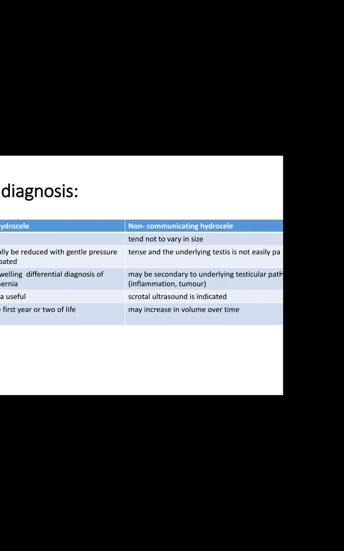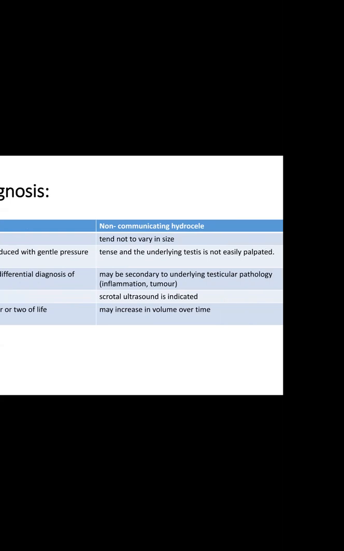It reverts to the non-communicating hydrocele, which tends not to vary in size. It is static, it is tense, and it is really hard to palpate the underlying testis. That's why sometimes we get confused, because you cannot palpate the testis. You're going to think it might be a tumor or an inflammation. So you must rule out underlying testicular pathology, because of the hardness on palpation of the testicle.